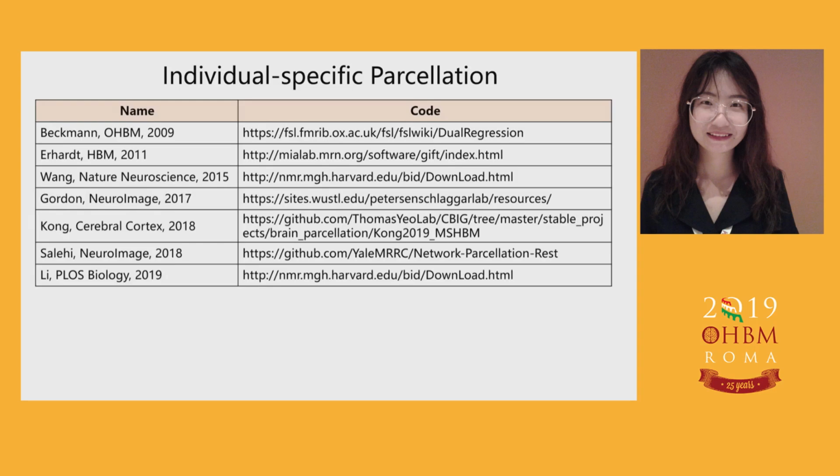Here I'm listing several individual specific parcellation approaches that can be used to generate individual specific parcellations. Of course, there are more. Within our group we are also trying to get more. Here I'm mixing the network level and area level parcellation approaches, because currently these are the ones that are available for downloading. But it's worth noting that a lot of the group level parcellation approaches can also be applied on individual data to estimate individual specific parcellations.